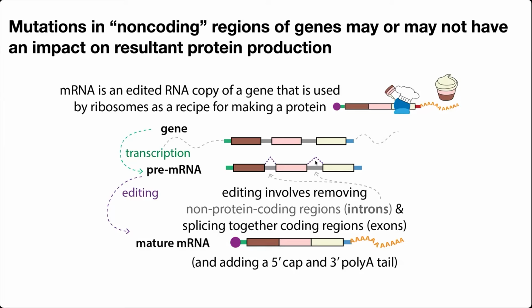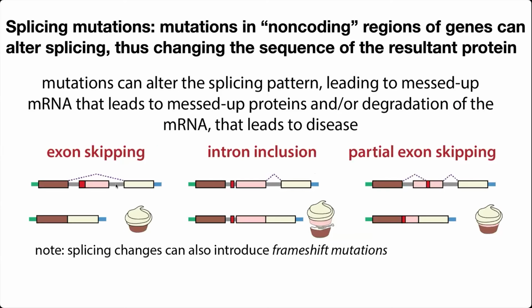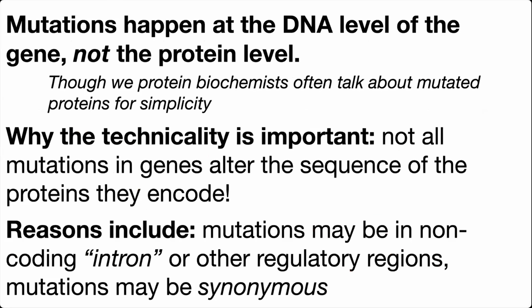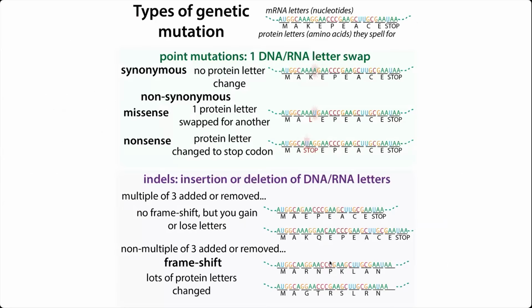What can happen is you can have mutations in those introns, and because those don't have the actual instructions for placing amino acids in order, they're usually not going to change the amino acid sequence if you make a little change. What can happen, however, is that those can influence how those exons get spliced together. There are splicing mutations that can cause exons to get skipped, or include introns, or partially skip exons. This can be a big problem with some diseases such as spinal muscular atrophy. And it can also introduce frame shift mutations, where you really skew the whole reading frame, and you end up with a lot of amino acids in the wrong order.